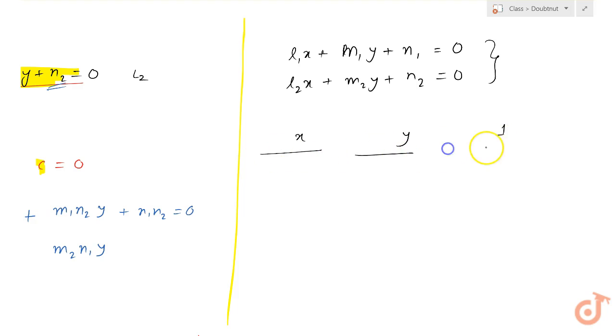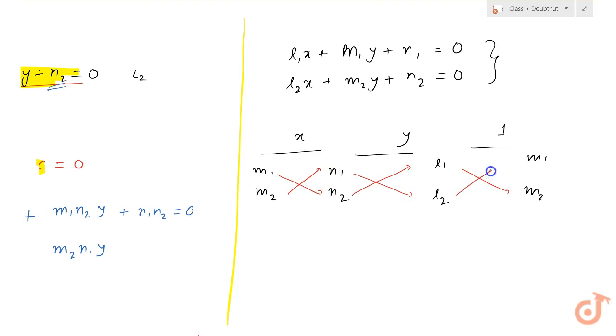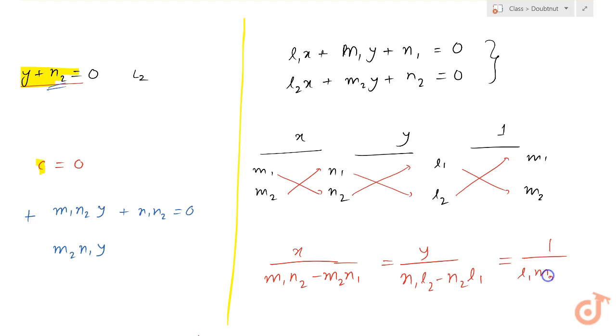If we take x, y and 1, and we start with m1, m2, n1, n2, l1, l2 and then again m1, m2. You must have studied cross multiplication in class 10th too, where we cross multiply these and try to find the values of x and y from here. So I can say x upon m1 n2 minus m2 n1 must be equal to y upon n1 L2 minus n2 L1, and this must be equal to 1 upon L1 M2 minus L2 M1. Okay, so if I get these values, I will get the value of x here.